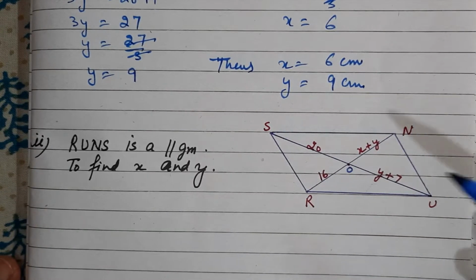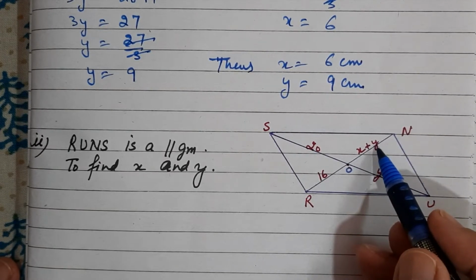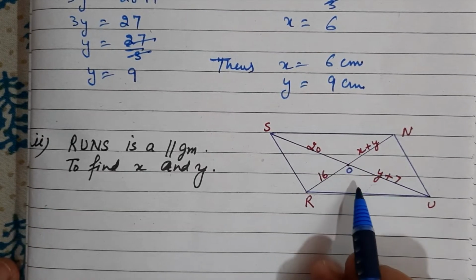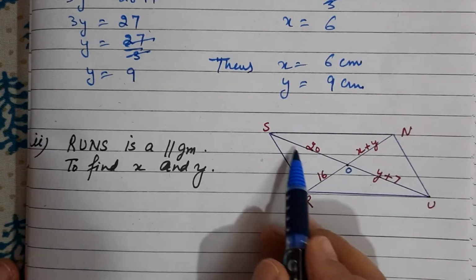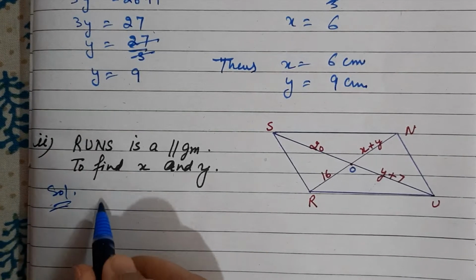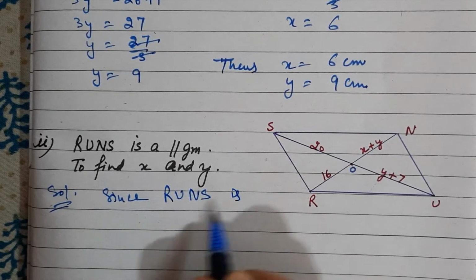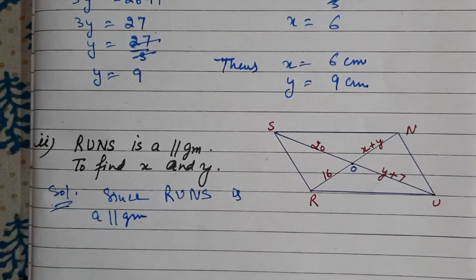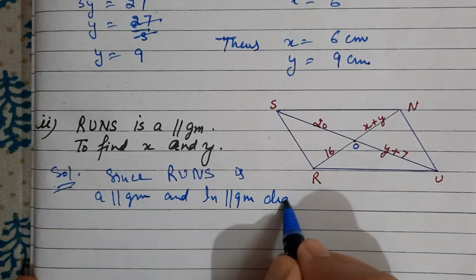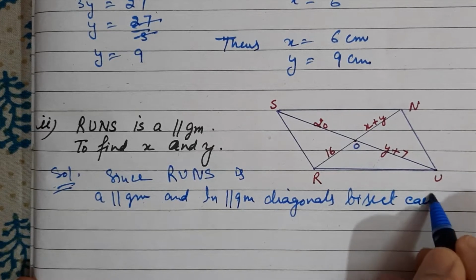RUNS is a parallelogram. Now see, 16 this part, and this part is x plus y, here 20 and here y plus 7. It means the property which will be used here will be related to diagonals. So this is the length of the diagonals. So the solution is, since RUNS is a parallelogram, and in a parallelogram diagonals bisect each other.